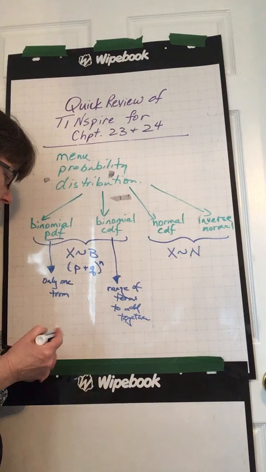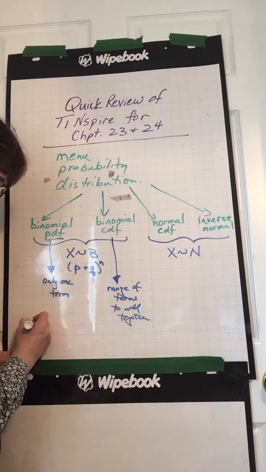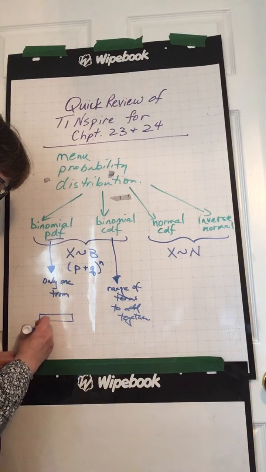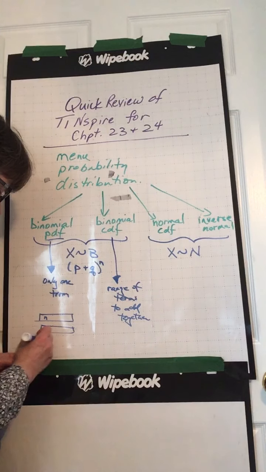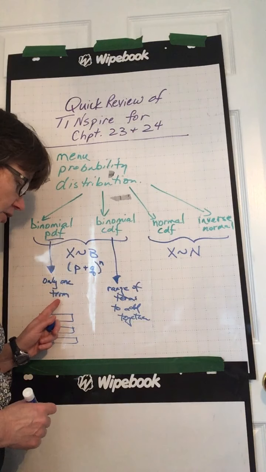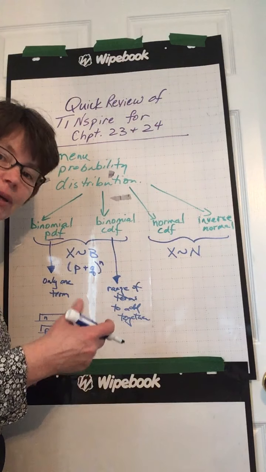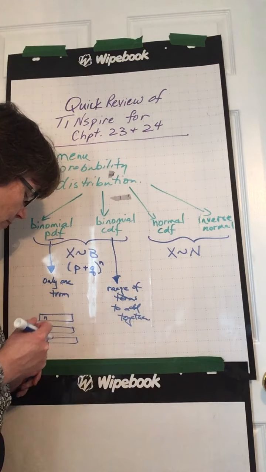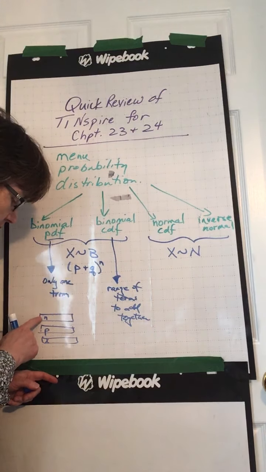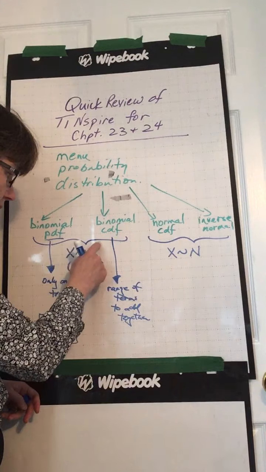In binomial PDF, you'll get a pop-up screen after you choose it, and you have to put in your n, your probability of success, and your x value, which is the one term you're looking for. That x is how many successes you're looking for, and n is how many trials are being done, so how many are in the trial.